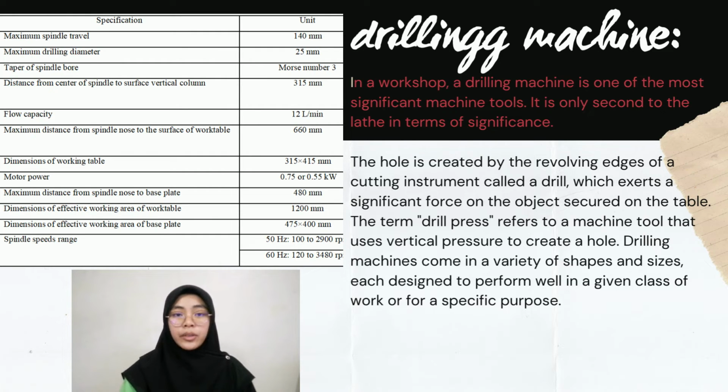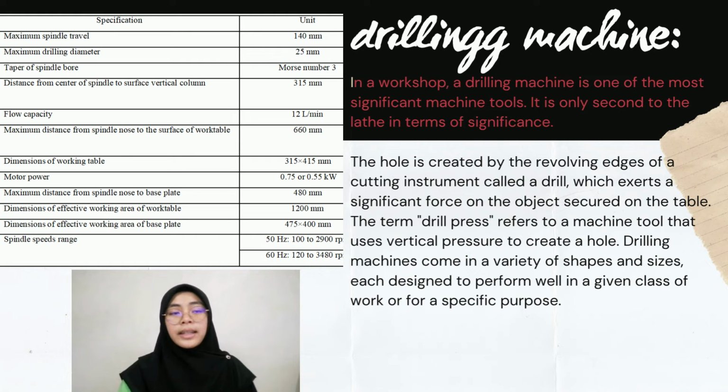In a workshop, a drilling machine is one of the most significant machine tools. It is only second to the lathe in terms of significance, and holes may be bored swiftly and cheaply with a drilling machine. The hole is created by the revolving edges of a cutting instrument called a drill, which exerts a significant force on the object secured on the table. The term drill press refers to a machine tool that uses vertical pressure to create a hole. Drilling machines come in a variety of shapes and sizes, each designed to perform well in a given class of work or for a specific purpose.